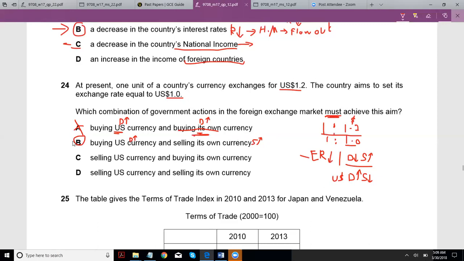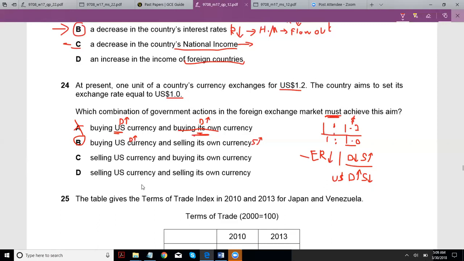If you sell US currency, that's not on, because you're just going to depreciate the US dollar, which you don't want, and you're buying your own currency, which is just going to appreciate your currency, which you don't want. That will in fact definitely increase your exchange rate, which is not what's happening.